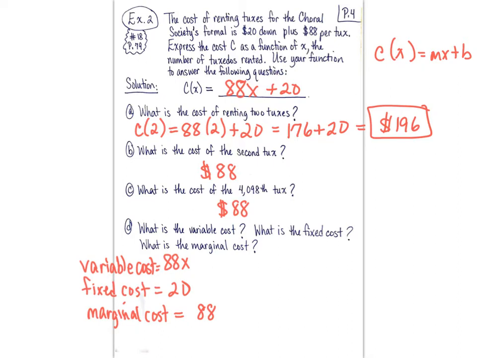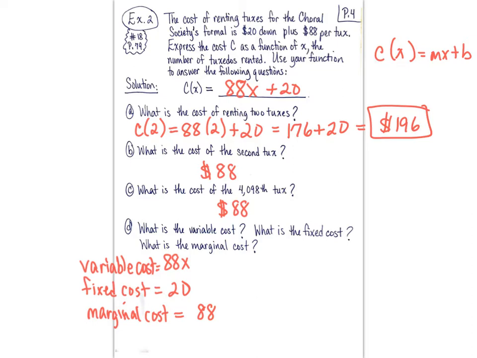So here, we notice that, hey, we're going to put $20 down, which means that's not going to change. That's going to be fixed. Well, if that's fixed, that means that is our constant or our fixed cost. So we know we're going to add 20. Okay, and now we're going to say $88 per tux. So that means that our cost function C of X is going to be equal to 88X plus 20. Okay, and right here we just wrote down the general form of the cost function.